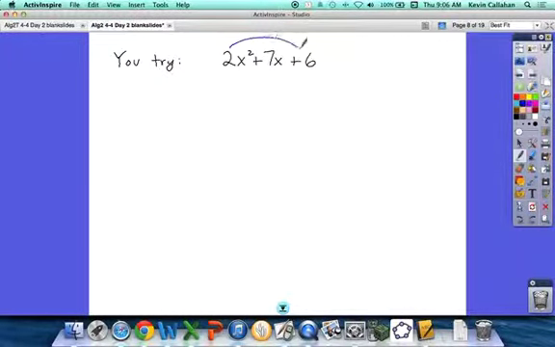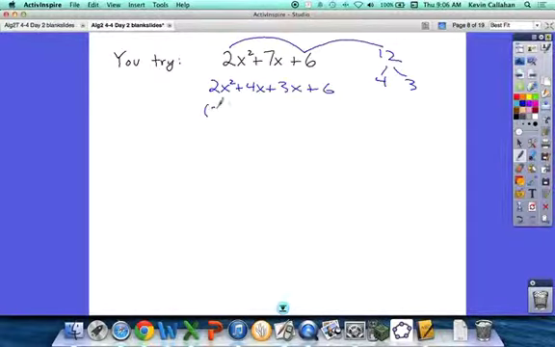2 times 6 is 12. What are the factors of 12 that add up to 7? 4 and 3. Okay, so split up the middle term. 2x squared plus 4x plus 3x plus 6. It doesn't matter if you flip the order, it'll still come out the same.